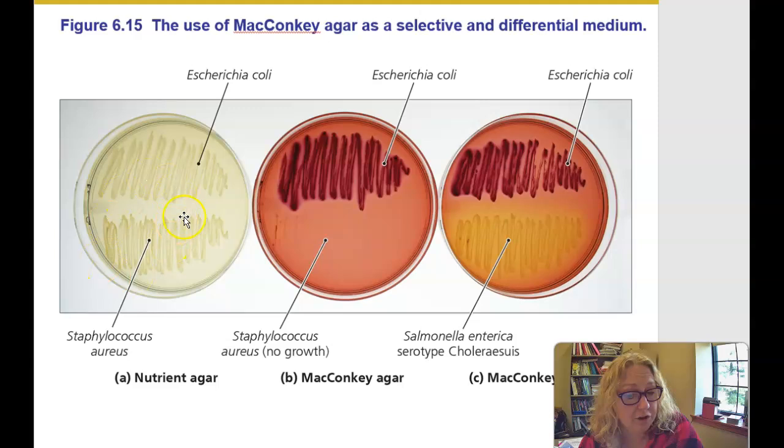MacConkey agar, here's your Staphylococcus, here's your E. coli on regular nutrient agar. Here's some MacConkey agar, Staphylococcus aureus, no growth, E. coli, fun. Here's E. coli again on the MacConkey agar. Here's Salmonella. It turns a really funny color. So this MacConkey is one of the most prominent differential medias, selective medias that you will use in class.